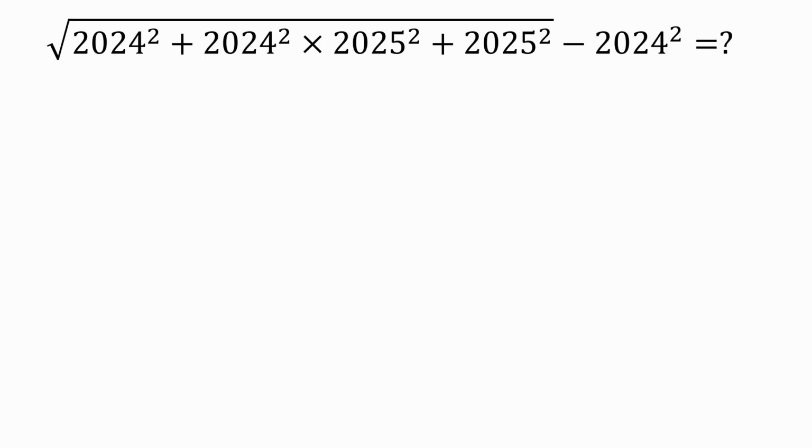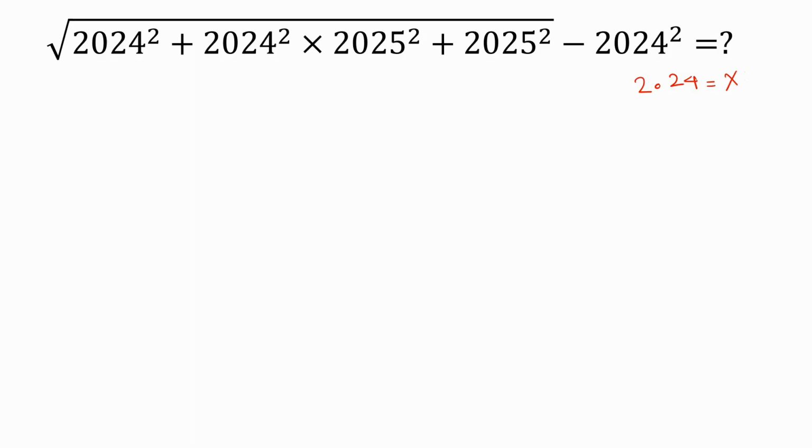Let's jump to it. First of all, if you want to solve this kind of problem, it is really important to make it as simple as you can. So I'm going to define a new variable for this radical equation. I'm going to define 2024 as a new variable x, and I'm going to rewrite this equation in terms of x.